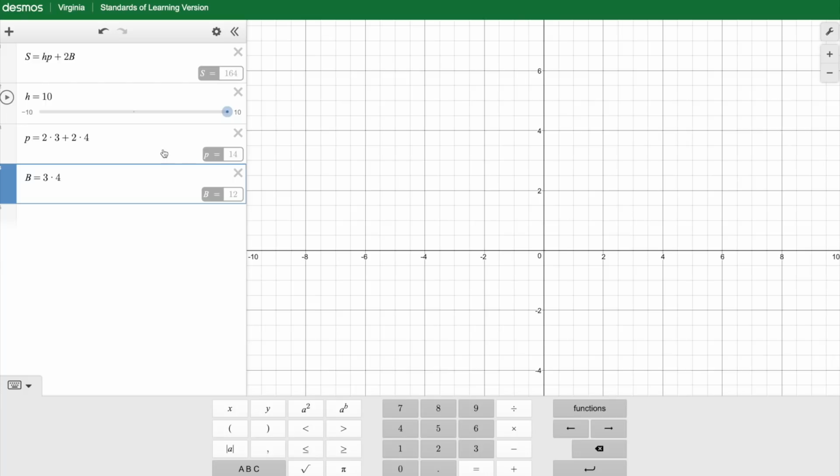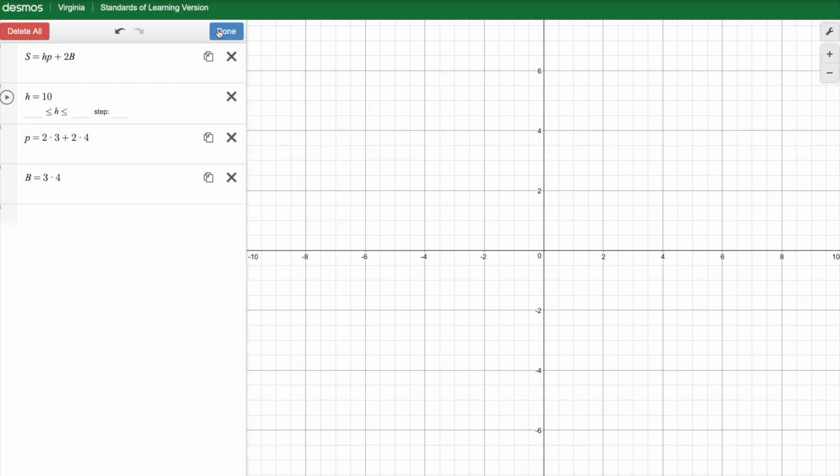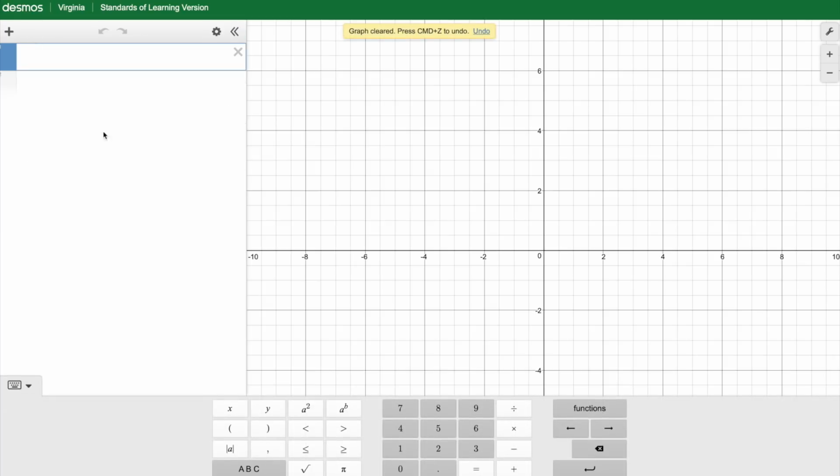What's nice about being able to do this in the Desmos calculator is that you don't have to worry about some of the problems we've seen with that handheld calculator, where if you don't type in the order of operations correctly or you make a mistake with numbers, it does that step for you. So there's a big advantage to using the Desmos calculator for formulas, especially if you've been having some problems getting those formulas to work correctly. Anyway, I'm going to clear this out here, and that is our Desmos calculator.